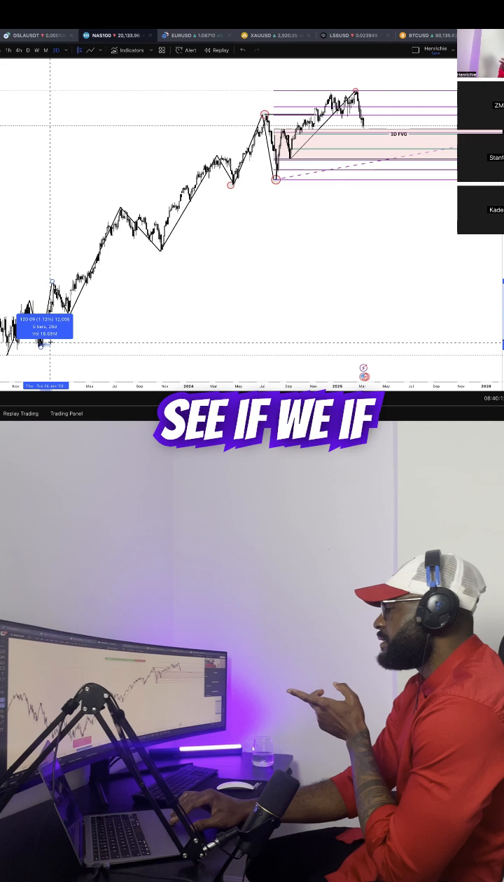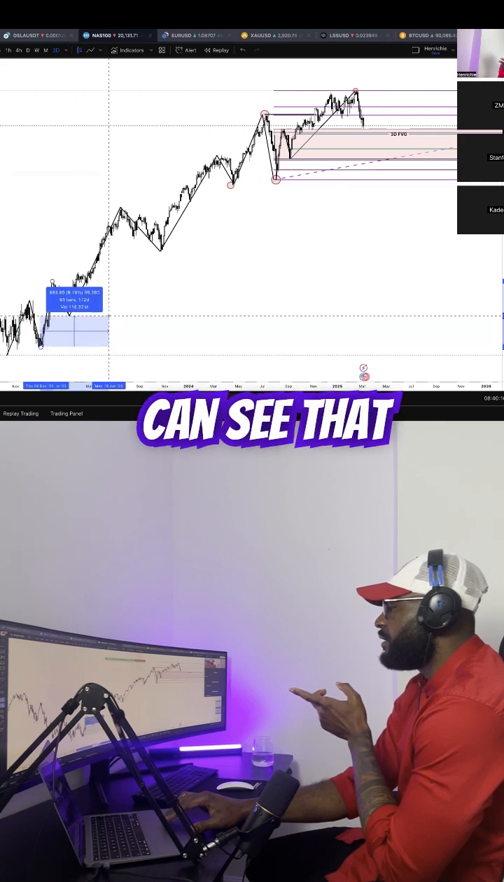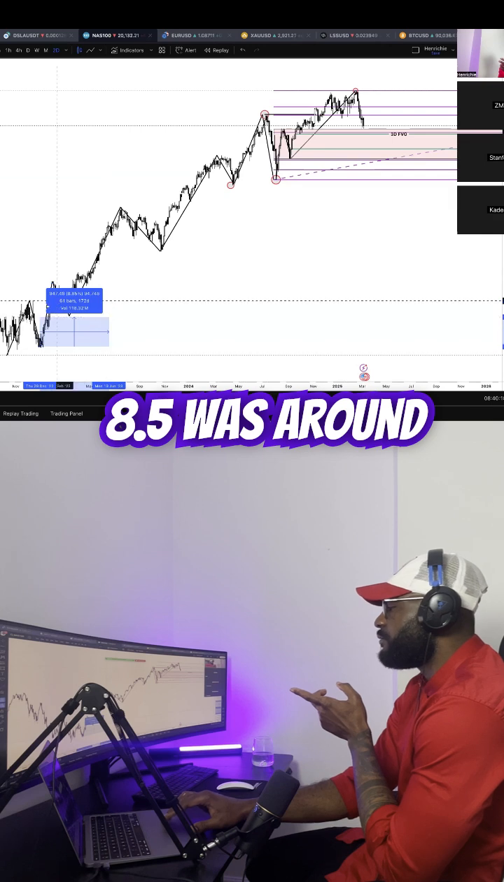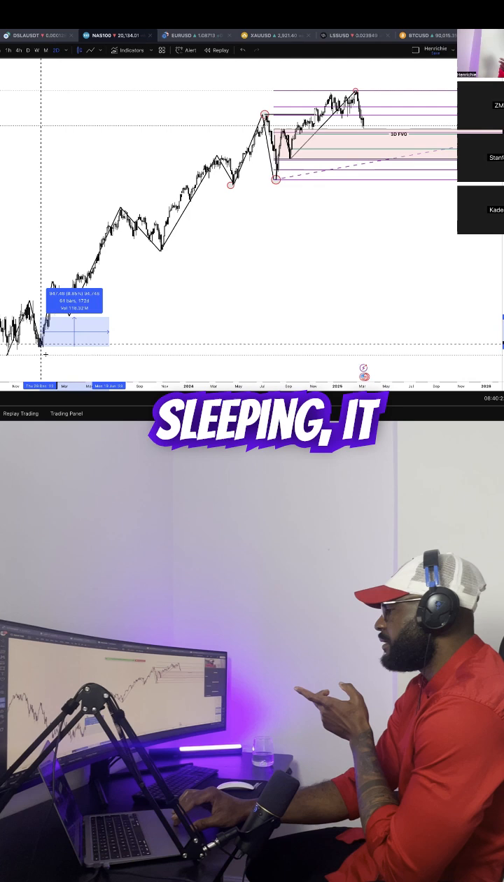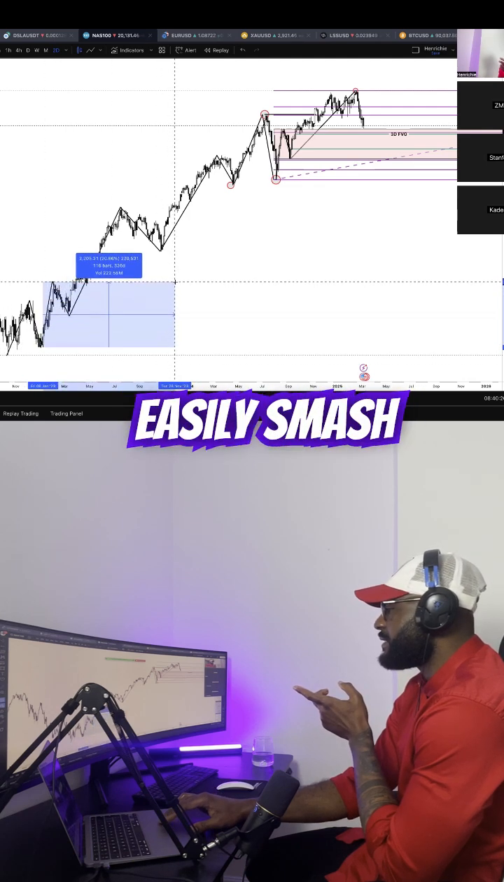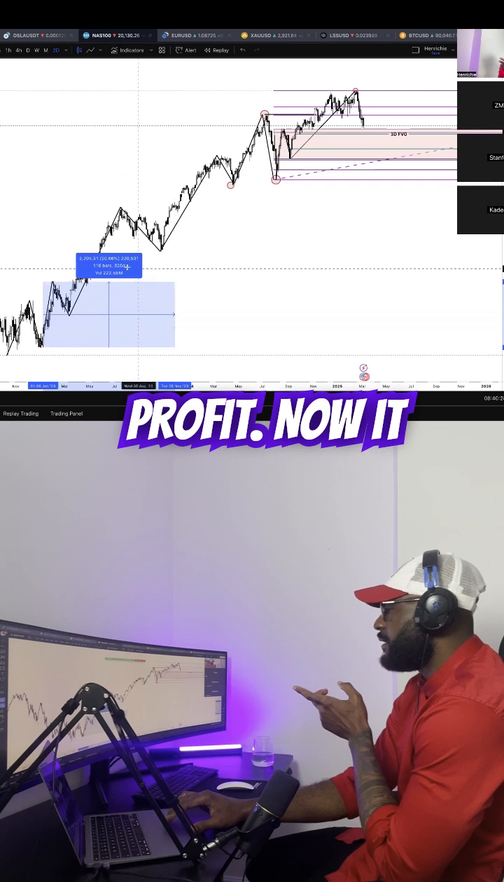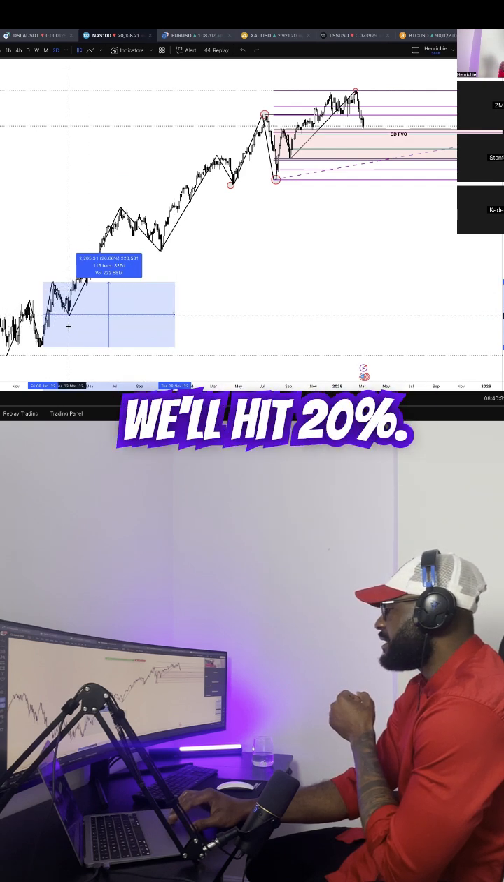And you can see if you took a trade and you aimed for 8.5, you can see that even though 8.5 was around here, your take profit would have been smashed, even though you were sleeping. It would have been smashed. What you want is an area that price can easily smash to take profit. Now, it ended up going 20%, but it isn't a guarantee that it will hit 20%.